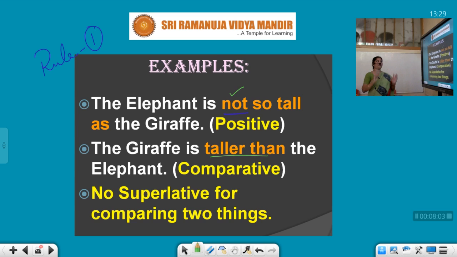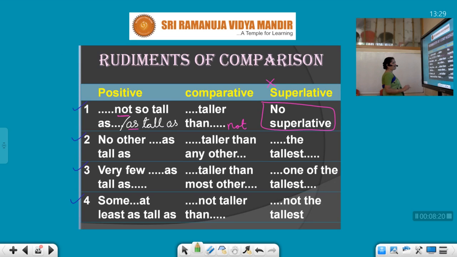So this is the rule number 1. Remember, rule number 1, you will have comparison between two people only. So there is only a positive and a comparative. At no case or no chance you will have a superlative. So this is your first rule. Now let us look into your second rule. No other as tall as. Taller than any other. The tallest.